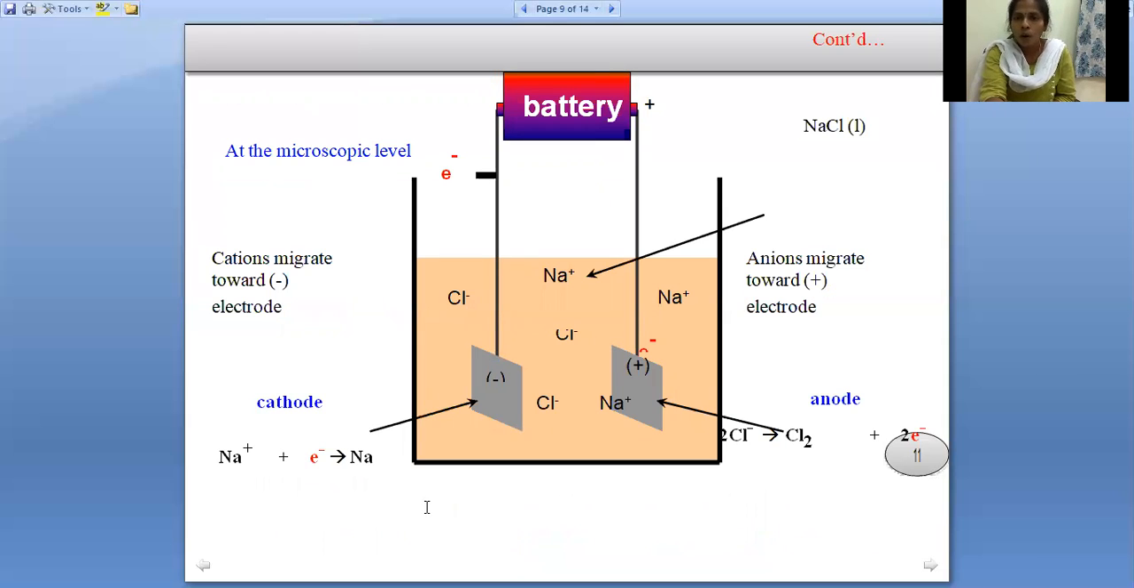So see how these are migrating here. This is at the microscopic level. Cations migrate towards the negative electrode, and anions move towards the positive electrode. So these are cations; cations move towards the negative electrode, and anions move towards the positive electrode. Yes, so this is at the microscopic level.